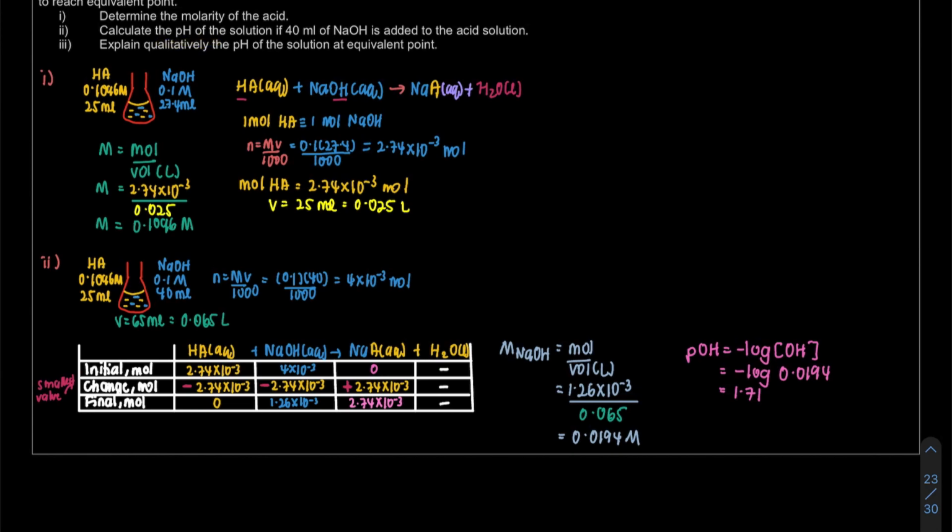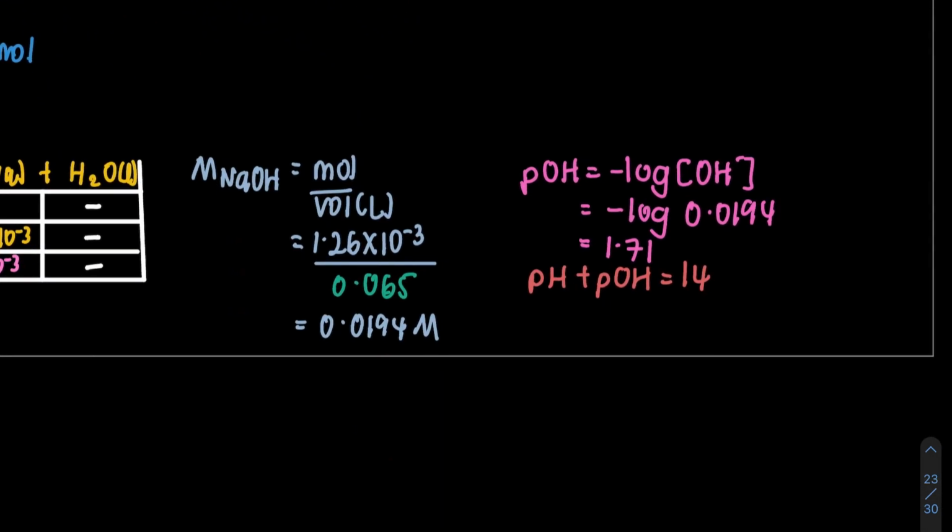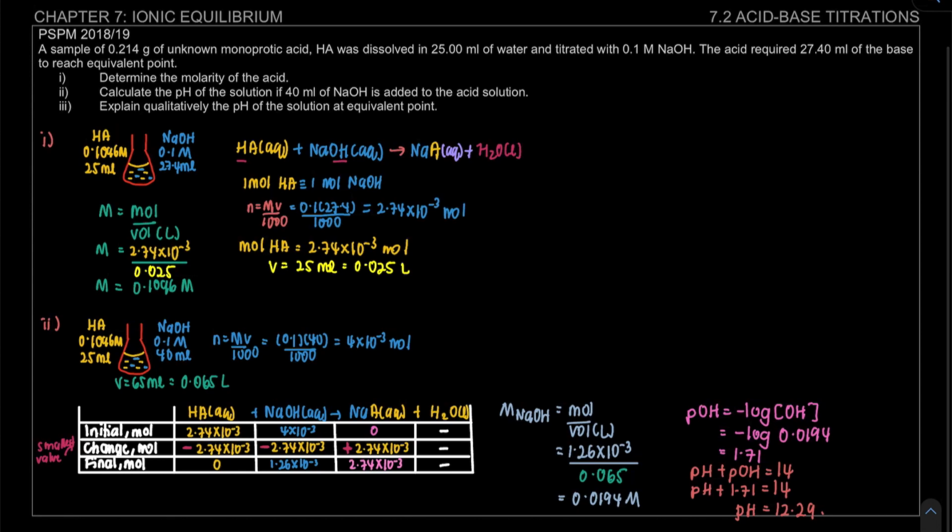It's a long story. So the pH. So we're going to find out the pH. pH plus pOH equal to 14. So here pH plus 1.71 equal to 14. pH will be 12.29. Okay, so that's the solution for question number 2. It's quite a long one.